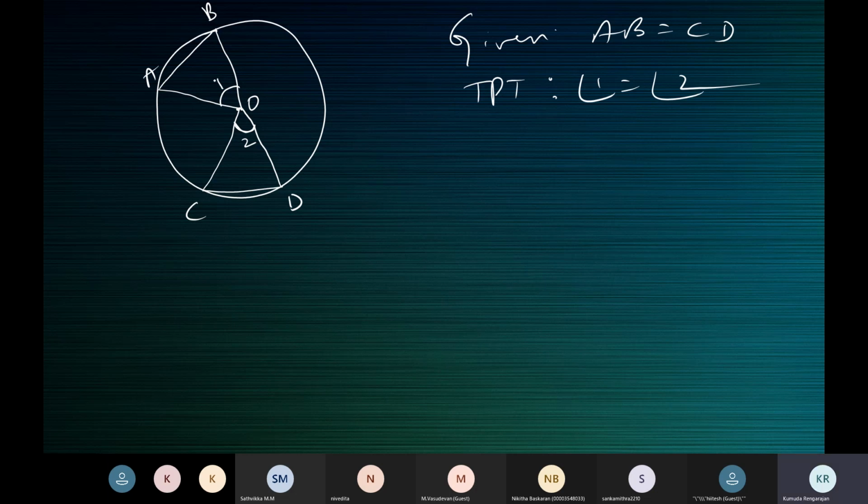So again, prove that the two triangles are congruent to each other. CPCTC, you will get angle 1 is equal to angle 2. In these two triangles, we have AB of this triangle equal to CD of this triangle. OA and OC are equal. OB and OD are equal. So what is the rule? SSS rule, the triangles are congruent. CPCTC, 1 is equal to 2.